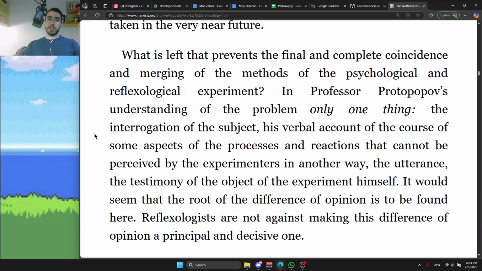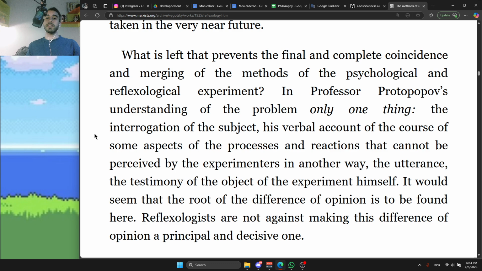What is left that prevents the final and complete coincidence and merging of the methods of the psychological and reflexological experiment? In Professor Protopopov's understanding of the problem, only one thing: the interrogation of the subject. His verbal account of the course of some aspects of the process and reactions that cannot be perceived by the experimenter in another way, the utterance, the testimony of the object of the experiment himself. It would seem that the root of the difference of opinion is to be found here.